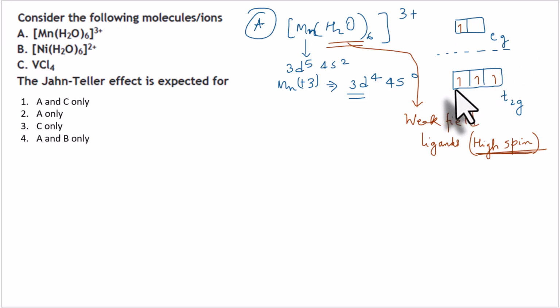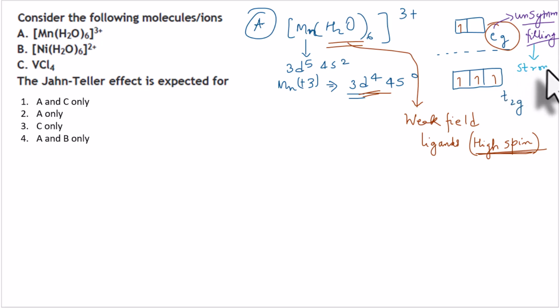So in the d4 configuration, you can see that the eg orbital is unsymmetrically filled because we have only one electron in the two orbitals. This unsymmetrical filling of eg orbitals will give rise to a strong Jahn Teller distortion in the [Mn(H2O)6]3+ complex. So this complex will show strong Jahn Teller distortion, or the Jahn Teller effect.